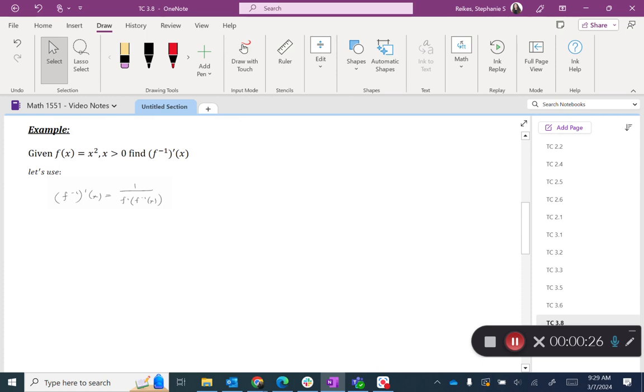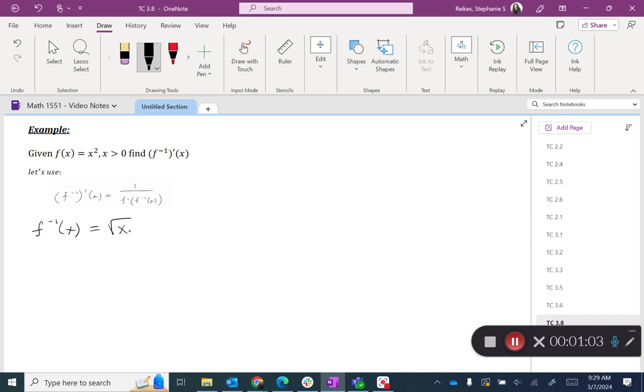Given f of x is equal to x squared, where x is greater than 0, let's find the derivative of f inverse. So, using our definition, we need to find some items before putting it all together. First thing I need to find is what is my inverse function. So, we have f inverse of x. Let's recall from pre-calculus: to find the inverse of a function, change f of x to y, flip x and y, and solve for y. And when we do that for x squared, we will get the square root of x.